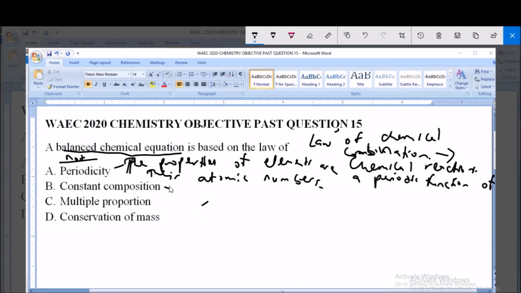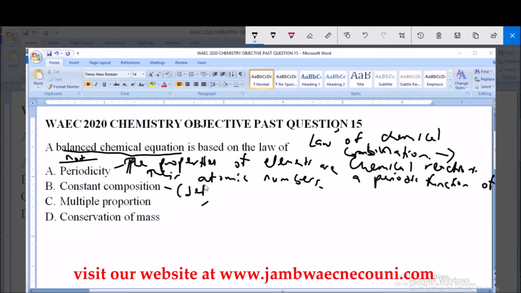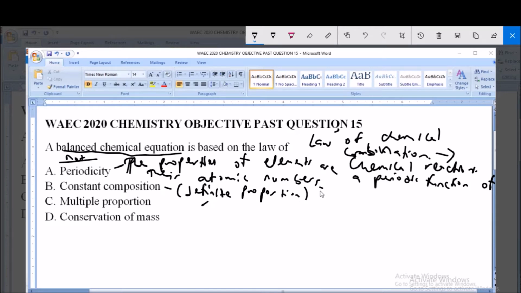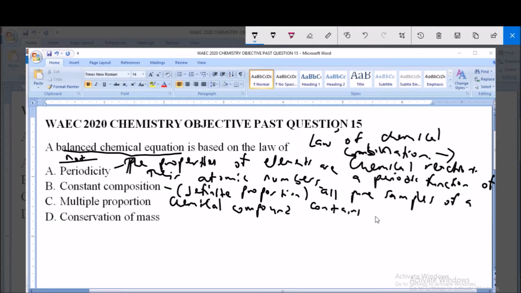Option B, the law of constant composition, is also known as the law of definite proportion, and it states that all pure samples of a particular chemical compound contain similar elements in the same proportion by mass. So that is the law of constant composition or definite proportion.